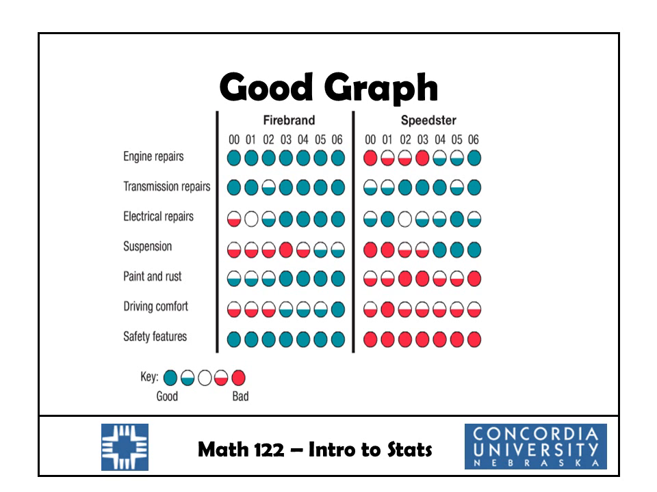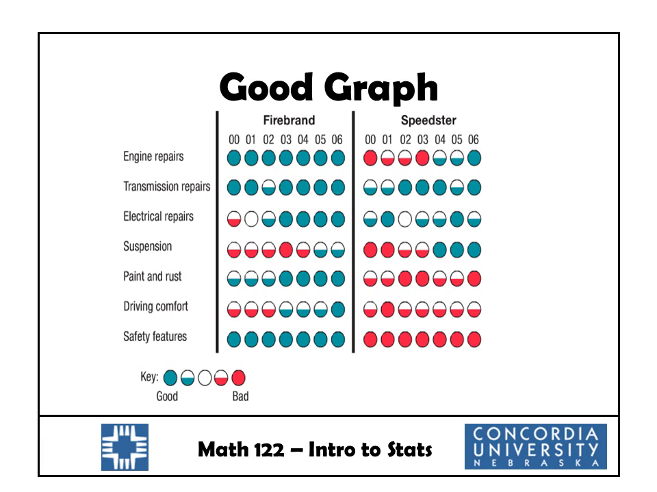Now here's a good graph, an example of one that you might see in the magazine Consumer Reports. This graph compares two different kinds of cars, the Firebrand and the Speedster, in terms of different categories: the engines, transmissions, electrical, and so on and so forth. We also compare different model years. You see the key there: solid green means good, solid red means bad, and those in between mean somewhere in between good and bad.